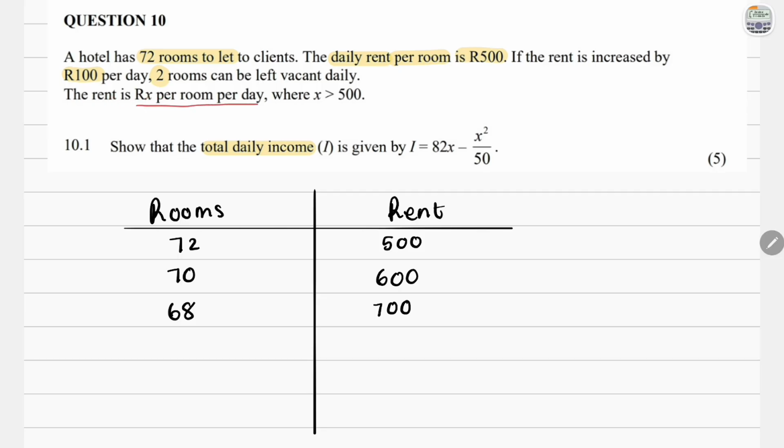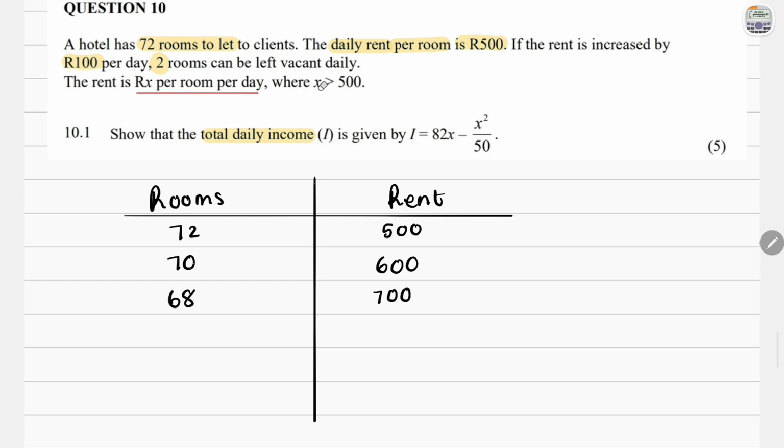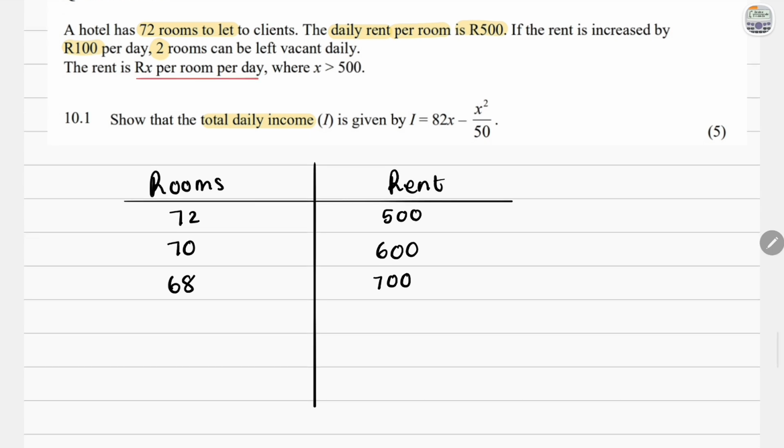X rand per room per day. That the rent is X rand, where X is greater than 500. So it means that the rent that they are referring to is not this. It's not on that first day where there are 72 rooms to let and the rent is 500. It's anything from above here. But we can't really say it's this one or it's this one. They didn't really specify. So that's probably where we're going to have to find a general formula to tell us that.